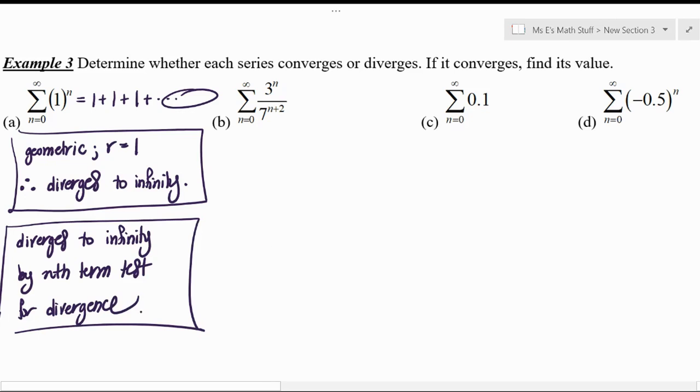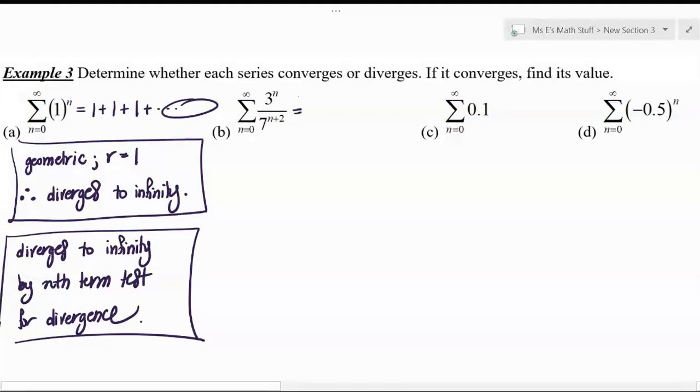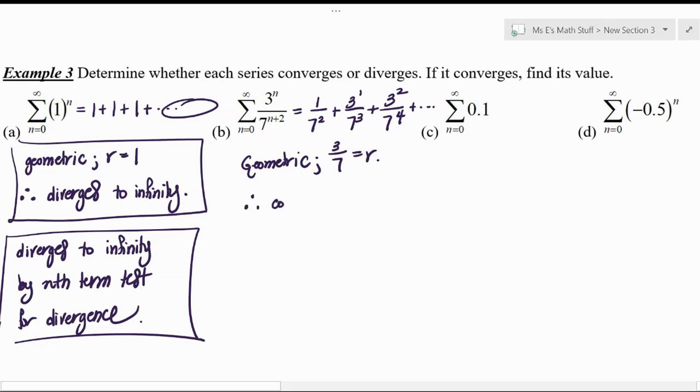For part B, if in doubt, expand it out, right? So starting with n equaling 0, we'd have 3 to the 0, which is 1, over 7 squared. Plugging 1 in, and plugging 2 in. It looks like it's geometric. What is its common ratio? Looks like they're multiplying by 3/7 every time. And so r equals 3/7, and then we would know, therefore, it converges.